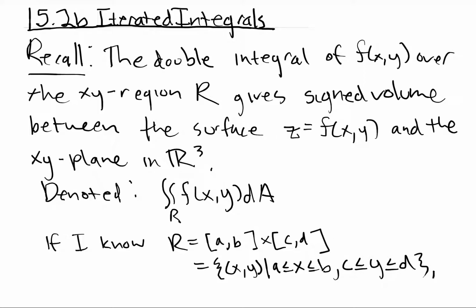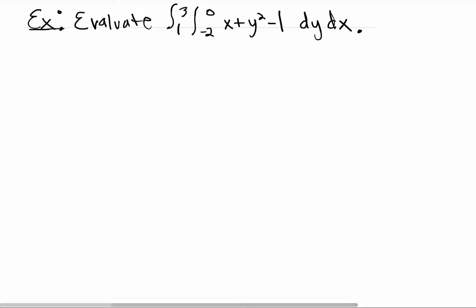If I know those bits of information, I can actually spell out my bounds a little bit more explicitly, right? We usually didn't write this in terms of dA. We would usually write dy dx or dx dy. So let's see if we can get a little bit of practice working on that with an example, just to remind ourselves how this worked.